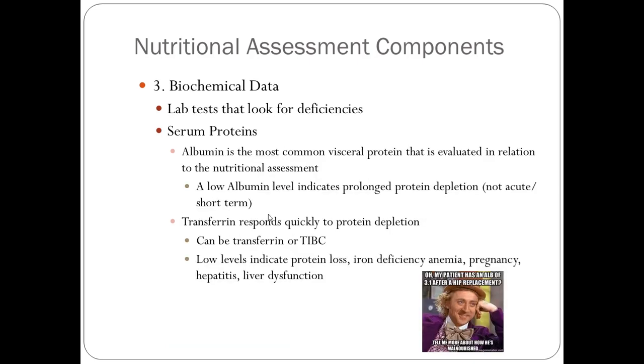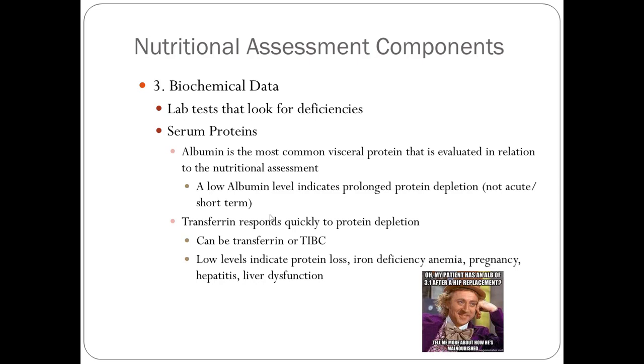Biochemical data, this just means blood work pretty much. Lab tests are going to be done to look for deficiencies. Like I said, albumin is the most common protein that's looked at to determine if somebody is undernourished. And I said that wrong. A low albumin level is a long-term sign of being undernourished. This just basically tells us that this person has been malnourished for a very long time. It's a long-standing issue.